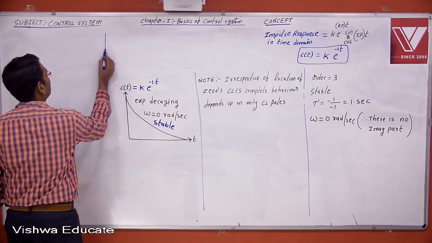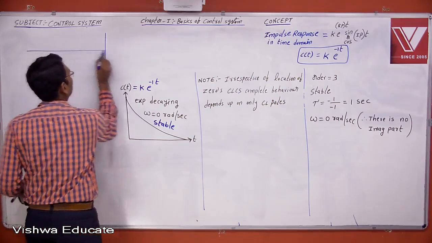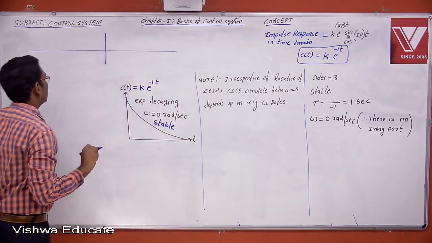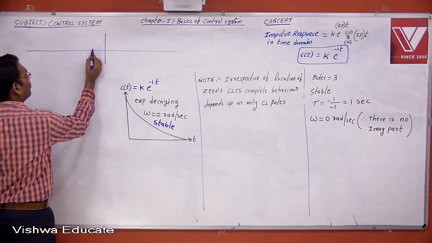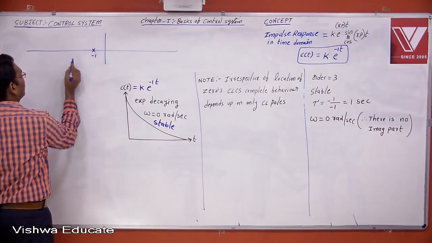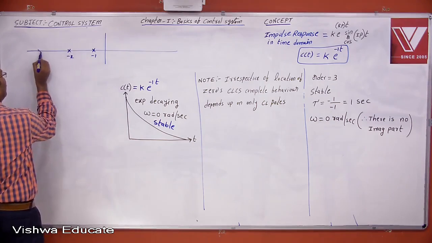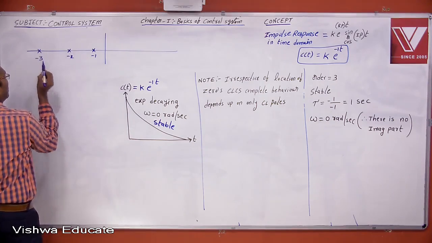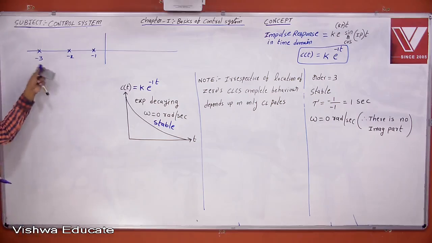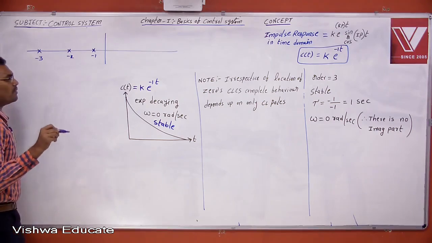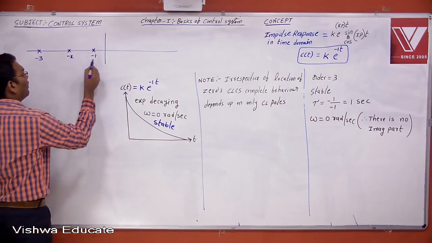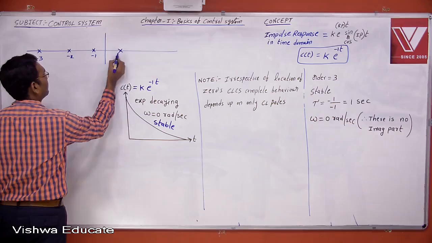Now see here, if the question is like this. One pole is here, -1. One pole is here, -2. One pole is here, -3. Then what happens? All lie on the left hand side. The system is stable. Now the problem happens when a pole is here.